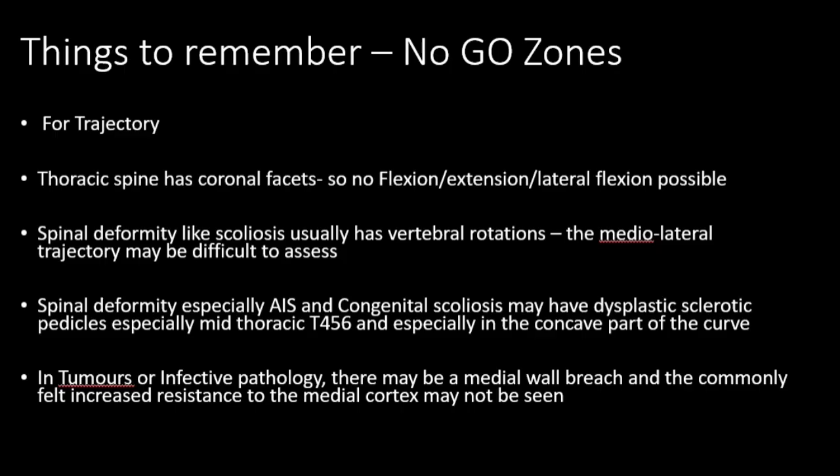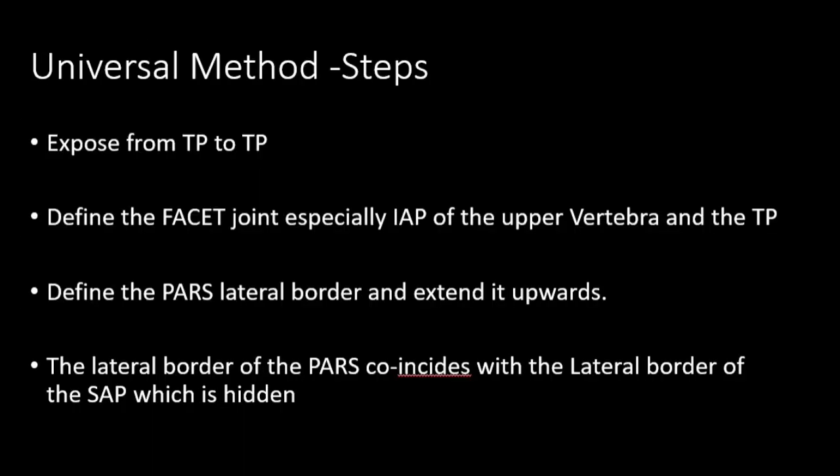So what are the universal steps? Expose the transverse process to transverse process, define facet joints, especially the inferior articular process of the upper vertebra and the transverse process. Define the pars lateral border and extend it upwards. The lateral border of the pars coincides with the lateral border of the superior articular process, which is hidden.